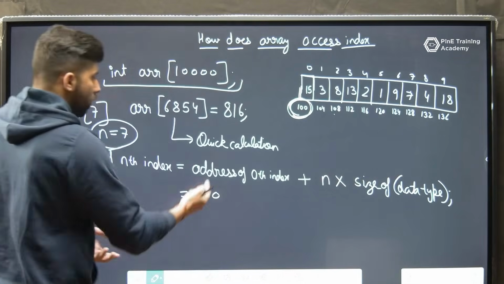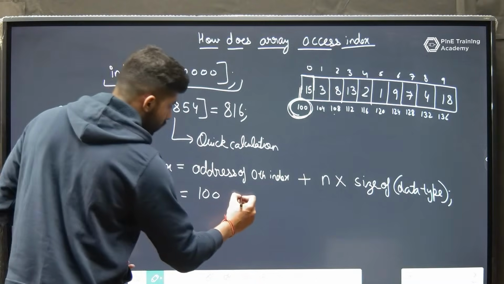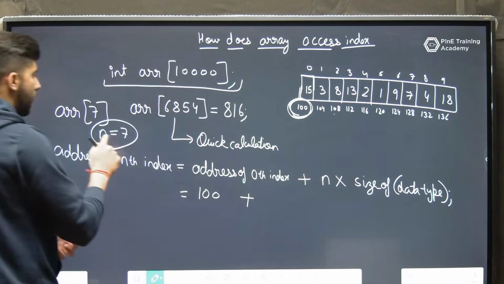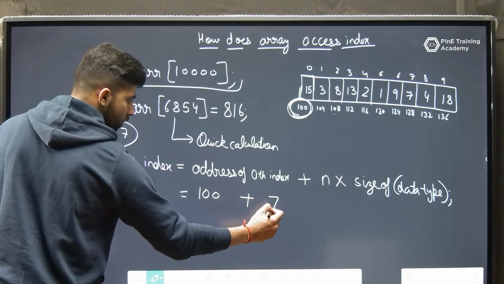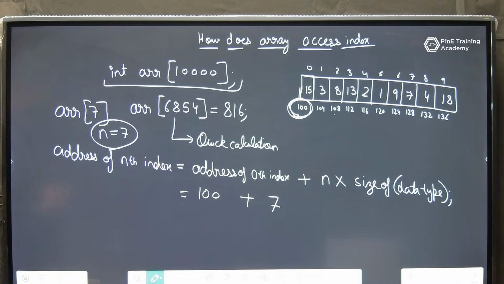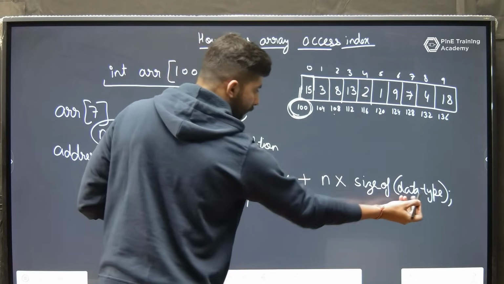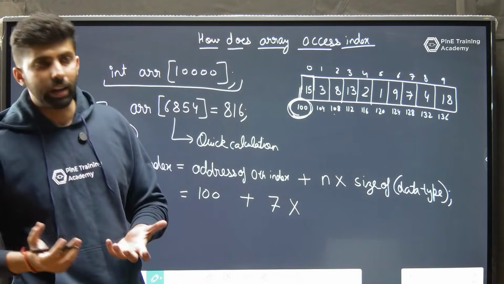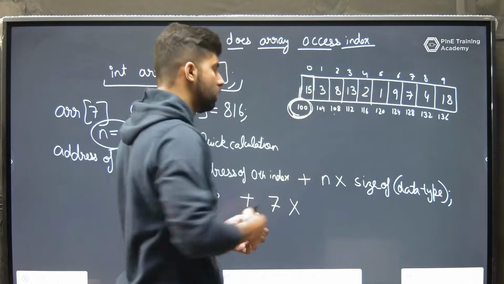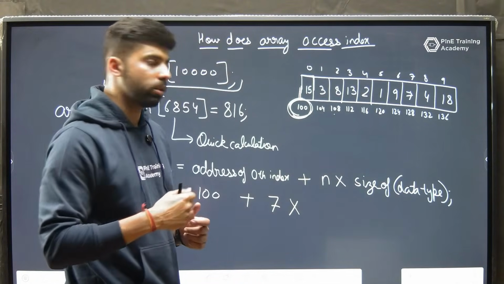So 100 plus n, where n equals 7, 7 multiplied by the size of the data type. What kind of data are we storing? Currently we are storing an integer. So the size of an integer is 4 bytes.